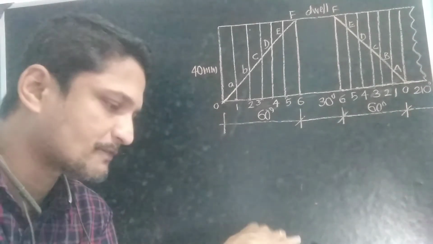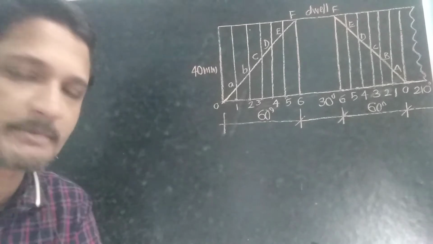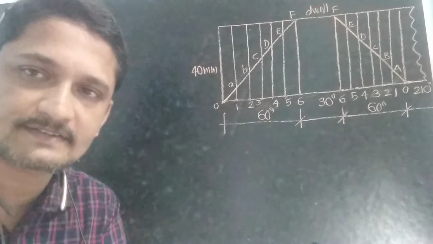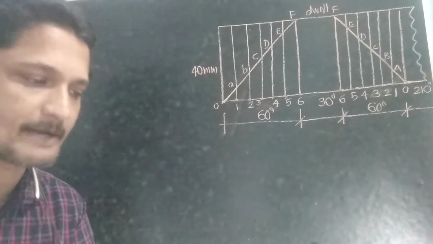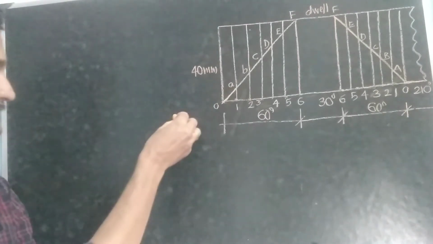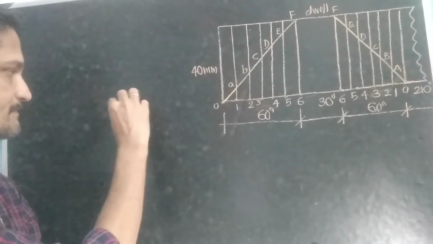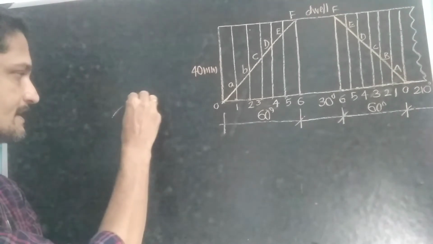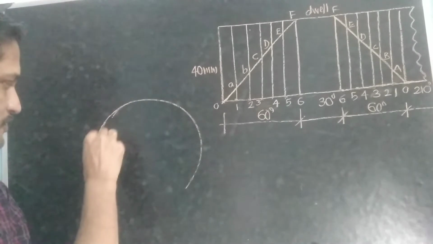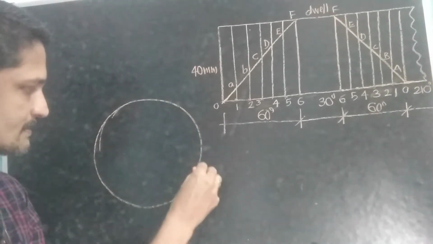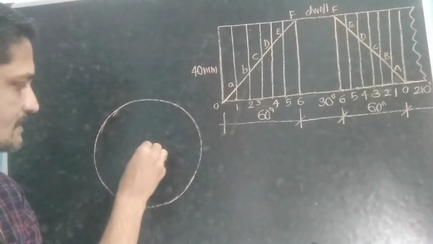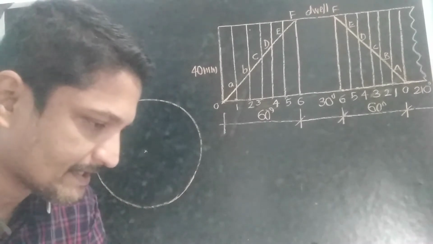First, as usual, we have to draw the minimum radius of the cam, that is, a circle with a radius equal to the minimum radius of the cam. Here that radius is given as 50 mm. So first draw a circle with 50 mm radius. Then this point is the center.